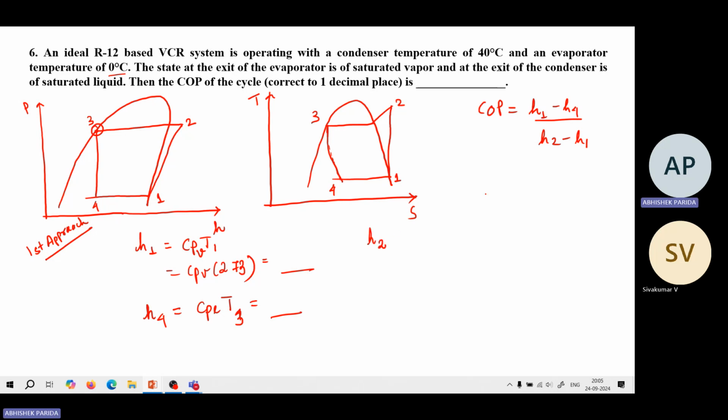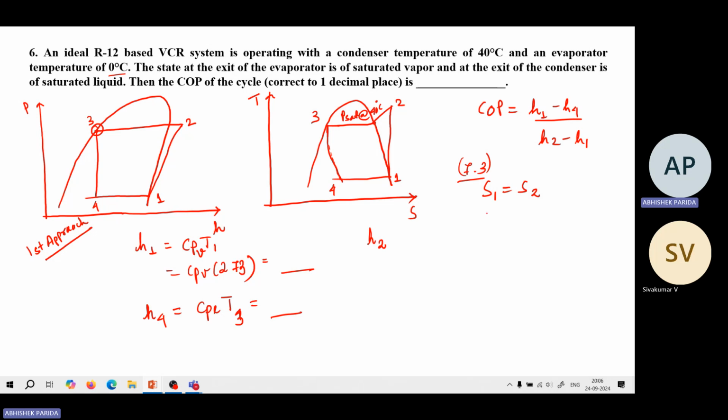For H2, as this is an isentropic line, you have to equate S1 equal to S2. For sure, you will find that the S1 value, let us say, is somewhat 7.3. You have to see the saturation pressure at 40 degrees Celsius, and you will find that the Sg at this pressure and temperature will be lesser than 7.3. This is just a value I have taken. So you have to go for the superheated table, and mostly for refrigerants you won't find the superheated table.